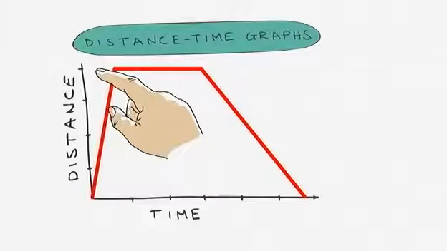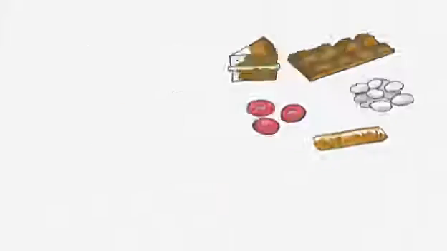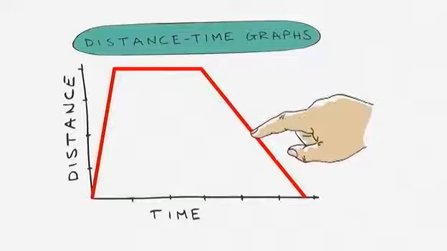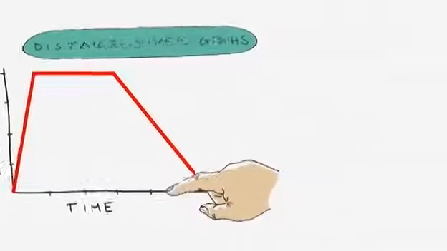I came back from my gran's less quickly than I went there. With that much cake on board, you're going nowhere fast. The line sloped more gently when I moved more slowly.